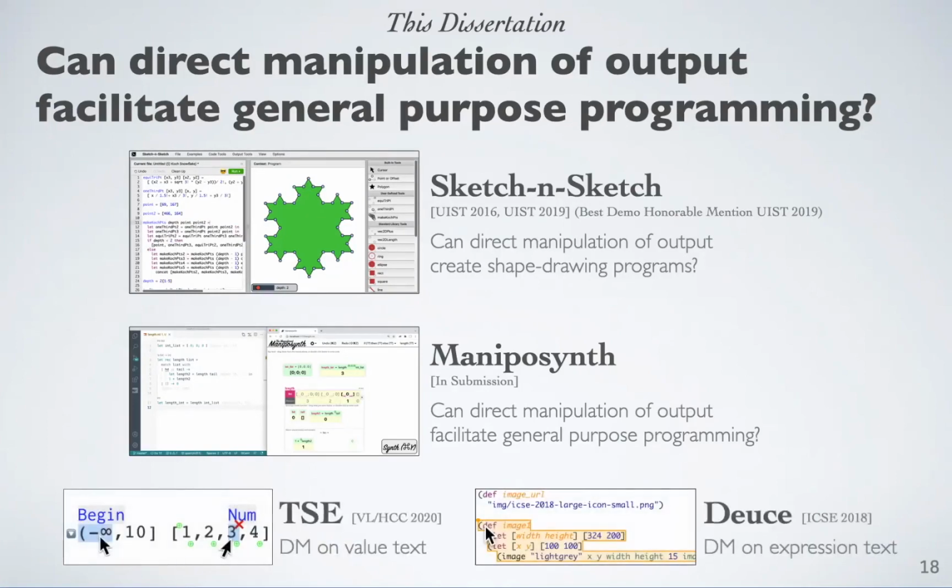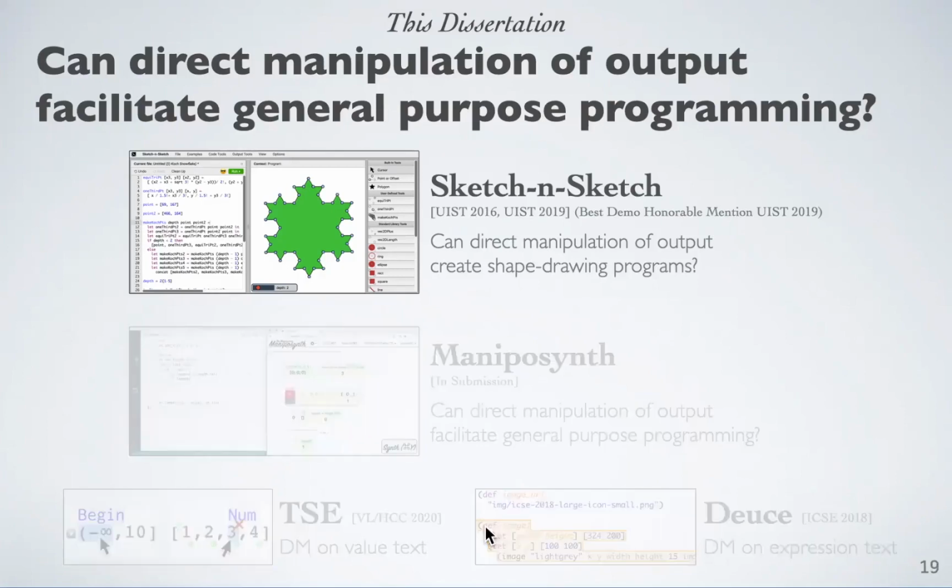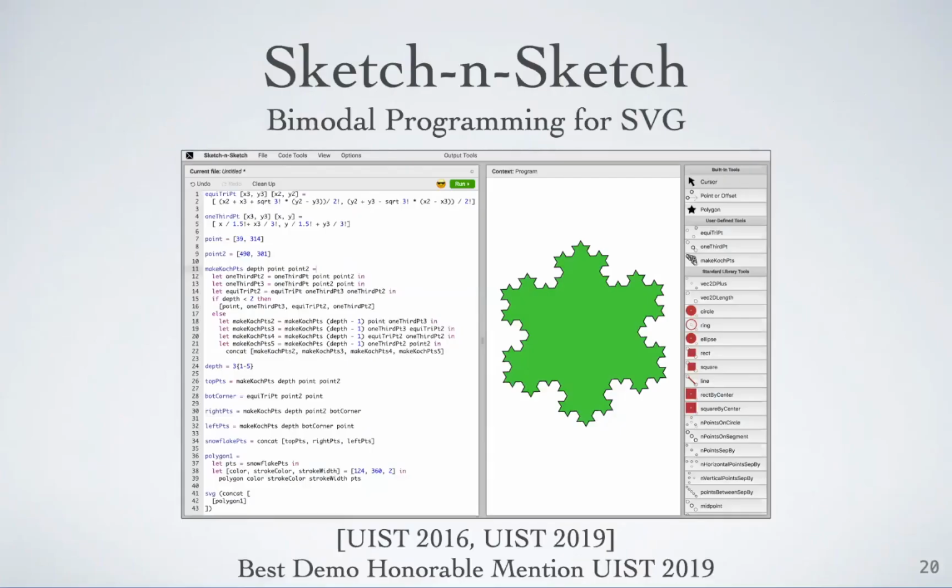One is for direct manipulating custom visualizations, and the other one is for direct manipulating expression text. And you could imagine these things would be helpful in some future ideal programming system, although we didn't integrate them completely yet. All right, so let's first talk about Sketch-n-Sketch. Can we make shape drawing programs by direct manipulation?